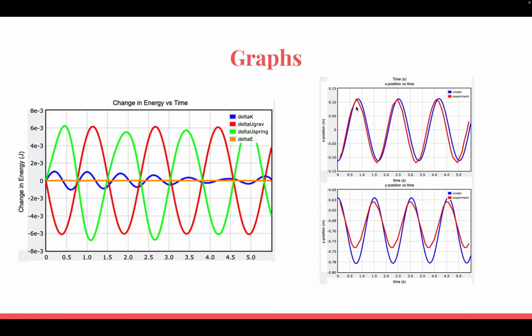And then here is the observed versus predicted position versus time graphs for x and y position. And as you can see, they're very, very similar. However, x and y are slowing down in the observed, whereas it's a perfect system with no drag. The model is not slowing down at all. It's keeping a constant time and period.